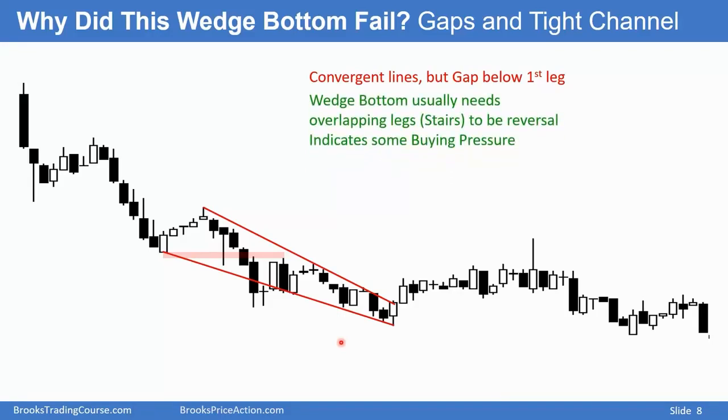Wedges usually need stairs. They need overlapping with the pullback from the breakout going above the breakout point of the prior leg down. As a sign of buying pressure, you could also call it a wedge 1, 2, 3, but same problem, no overlap, and therefore it's probably not a reliable wedge bottom. 1, 2, 3, and then start the count over, strong breakout, 1, 2, 3, still forming gaps. That means the channel down is too tight, and the reversal probably will be minor.